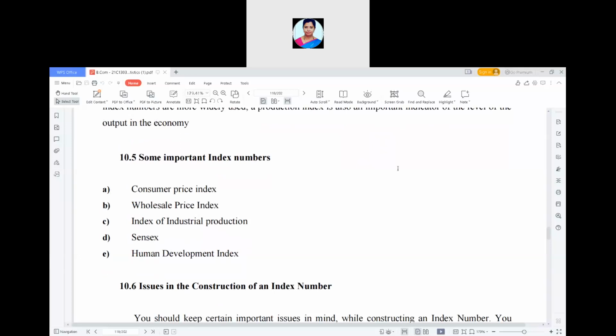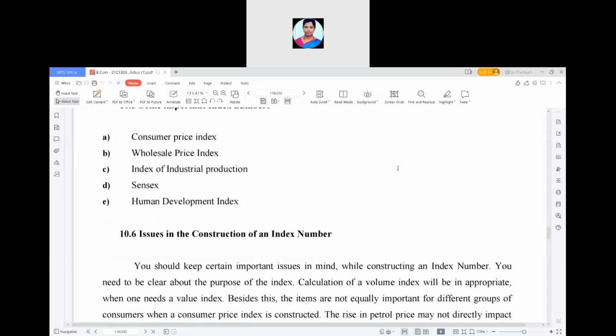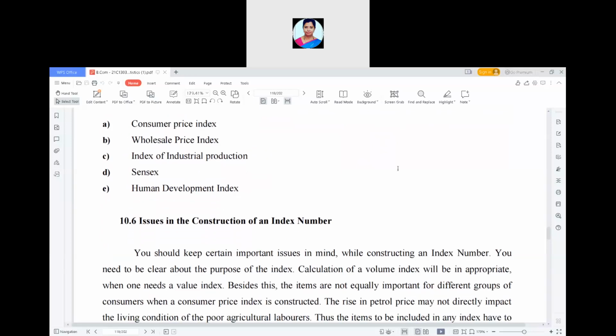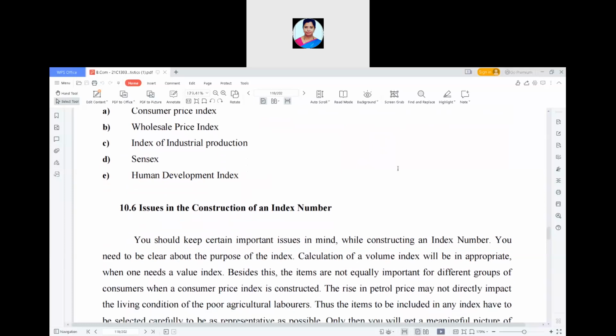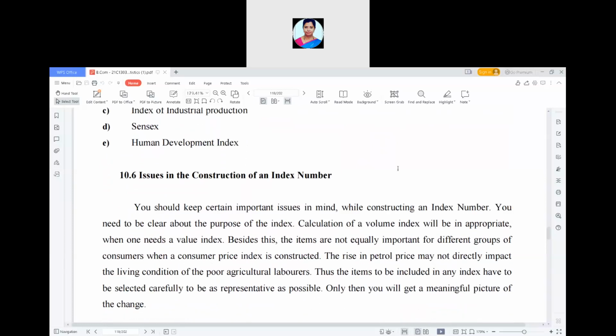So the next one is what are the issues we are going to face when we are doing the construction of index numbers. We have to keep these in mind while constructing index numbers. So we need to be clear about the purpose of index. Calculation of volume index will be inappropriate when one needs a value index.